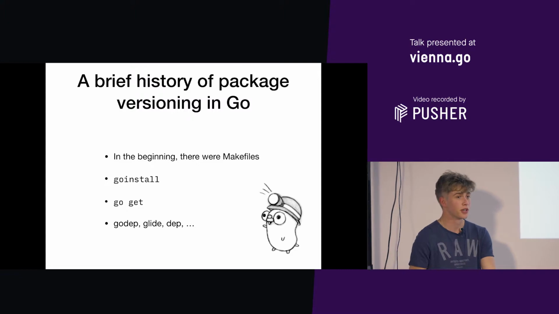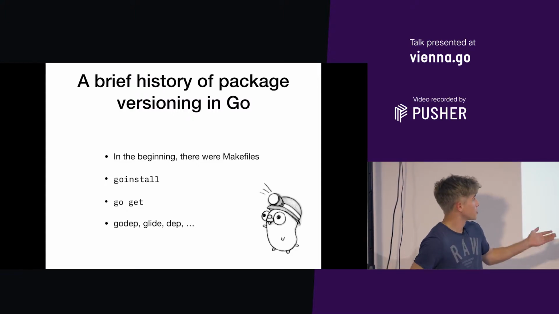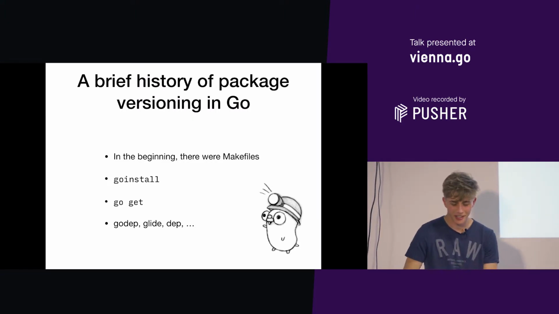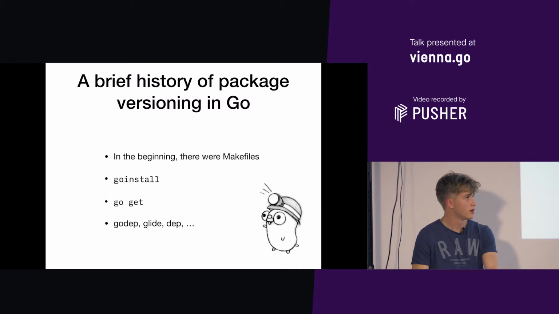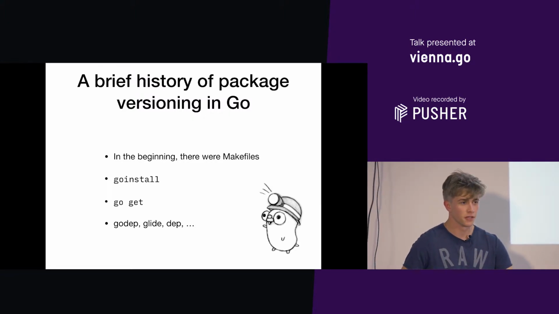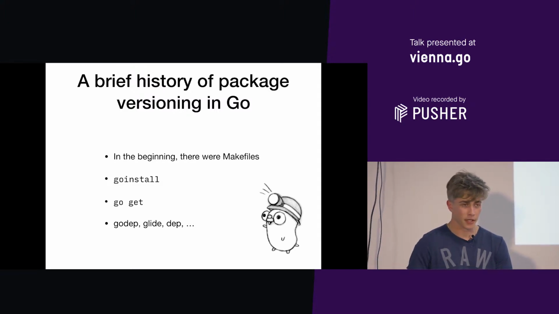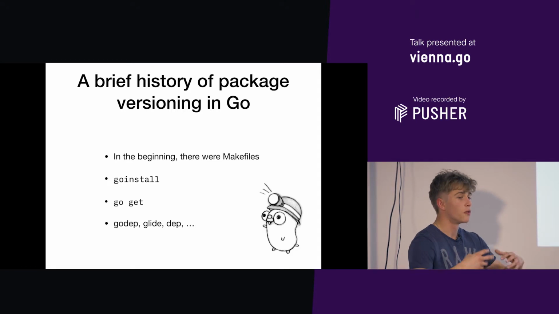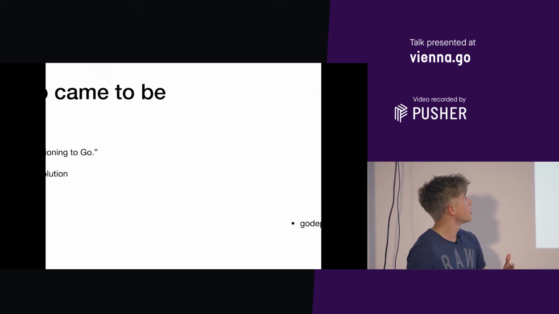So the community jumped in and developed multiple tools that could do this, like godep, glide, and dep, and there are probably hundreds more. That showed that the community really wanted some kind of versioning, vendoring, and stuff like that. But there was still no official approach to this.